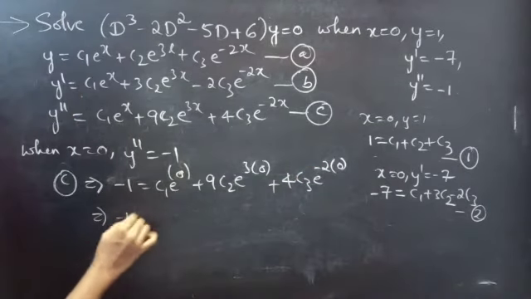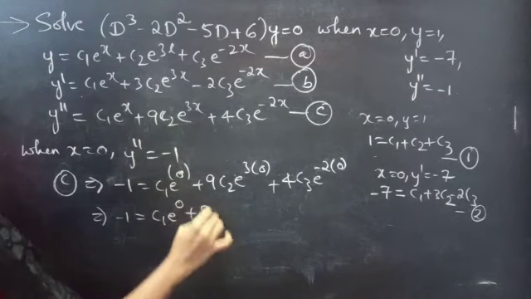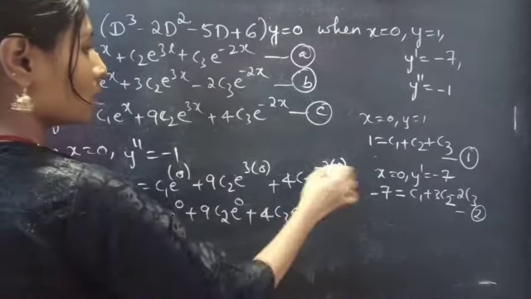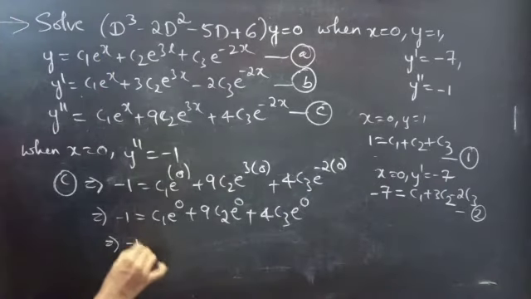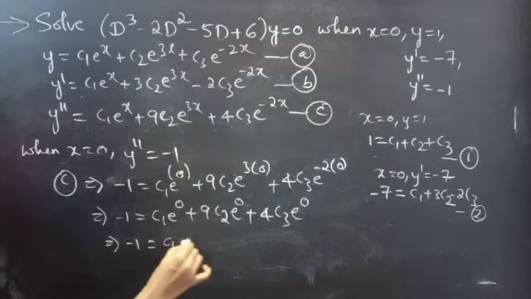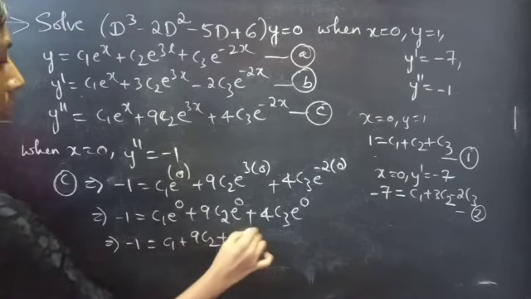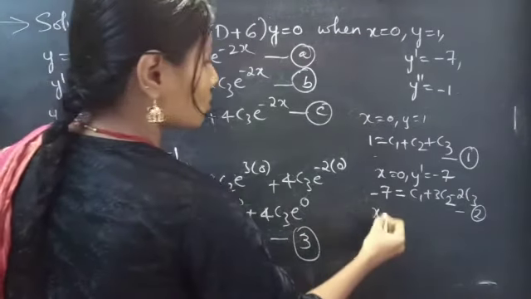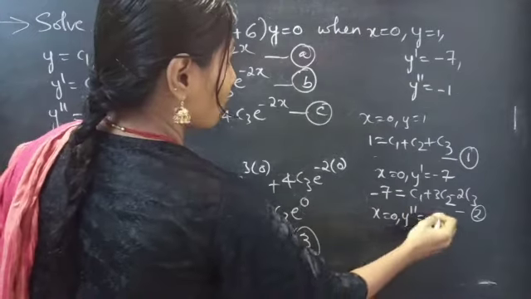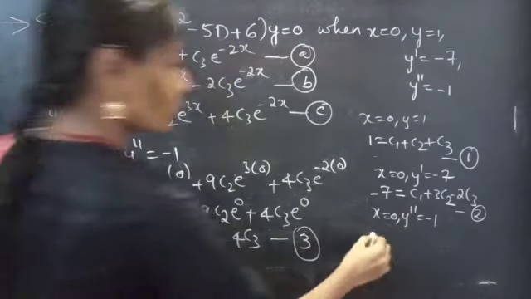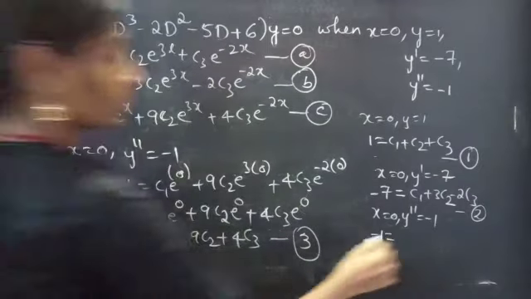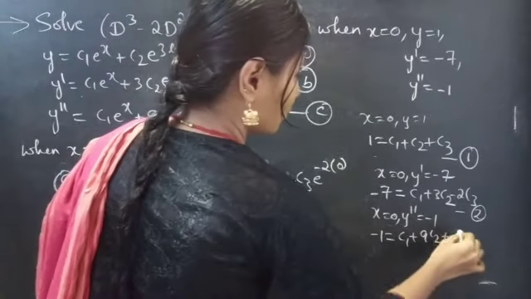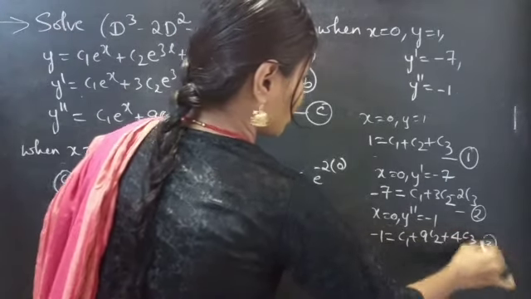From this you will get minus 1 equals c1 e power 0 plus 9c2 e power 3 into 0 is 0 plus 4c3 e power minus 2 into 0 is 0. Since e power 0 equals 1, you will get minus 1 equals c1 plus 9c2 plus 4c3. Consider this as equation number 3. When x equals 0 and y double dash equals minus 1, you'll get minus 1 equals c1 plus 9c2 plus 4c3. This is our equation number 3.